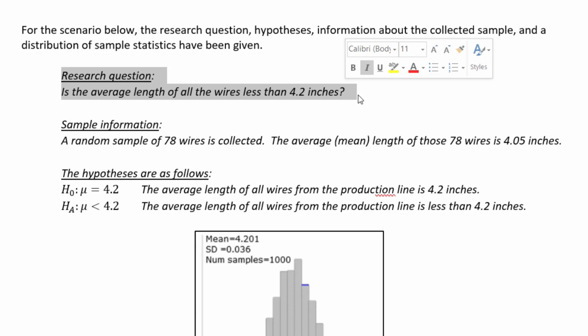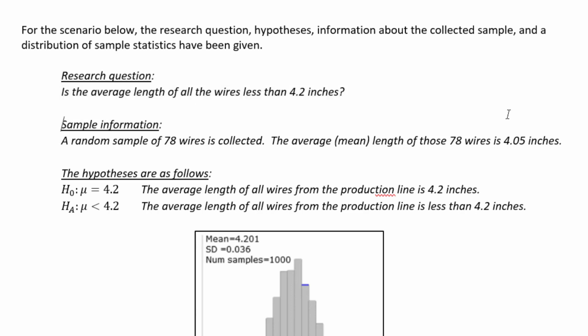So we want to imagine we have a huge population of wires and we measure the length. If we were to measure the length of all the wires and then find the mean length of those wires, would that mean length be smaller than 4.2 inches? So we went out, we collected a sample, and the sample information is as follows. We collected a random sample of 78 of the wires. The average mean length of those 78 wires is 4.05 inches.